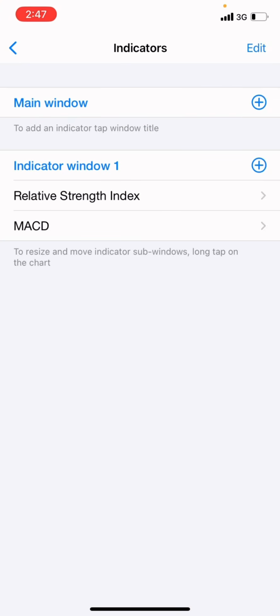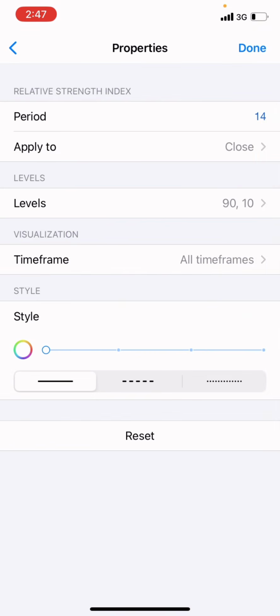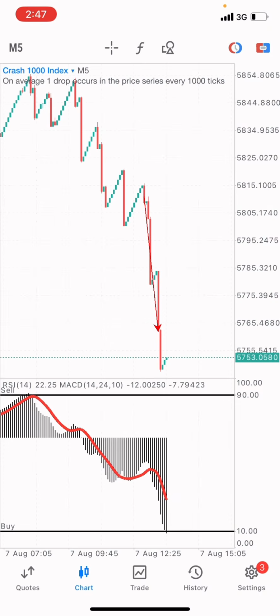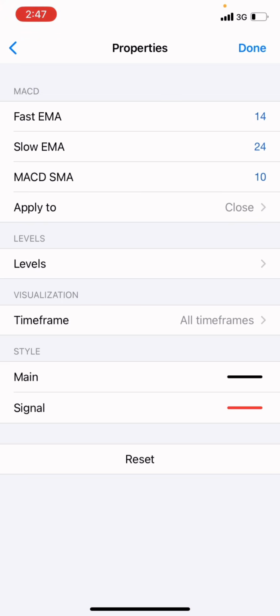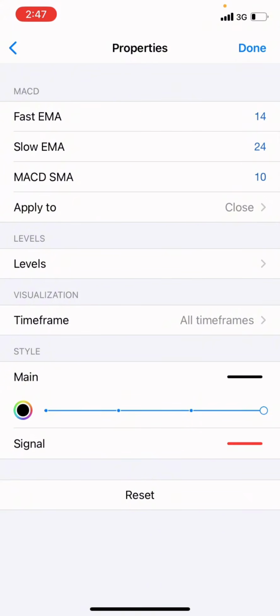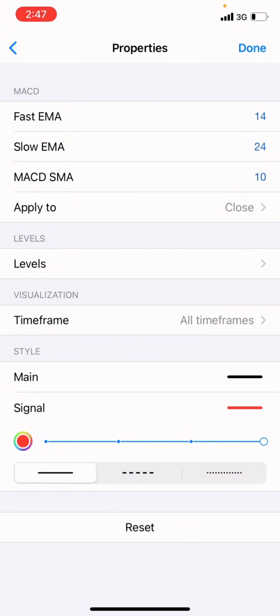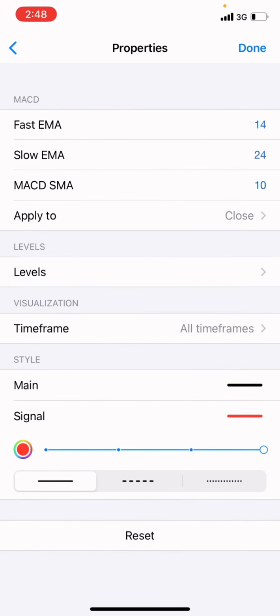Okay, then for the parameters we're using for the RSI, we put the period on 14, you apply to close, the level for 90 and the level of 10. Then the style is going to be on 1 pixel, while you can use the color white. Okay, then you click on done. Then for the MACD indicator, we put on the fast EMA 14, the slow EMA 24, and the MACD SMA on 10. You apply to close. For the main color black, the signal color is red, and they are all on the 4 pixels, right? Then that's the parameters for this strategy.